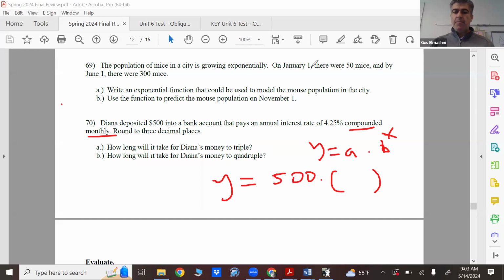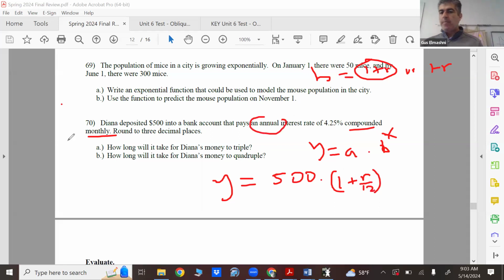So usually we think of B as 1 plus R or 1 minus R. I'm going to think it's more like 1 plus R because my money's growing, because you're adding a percentage to 1. Because 1 is 100% and now you have more than 100% of your money. You have 104.25%. But this money is not done every year. It's done every month. So all I'm going to do is 1 plus R over 12. You got to split that percentage, because an annual percentage split monthly. There's 12 months in a year.